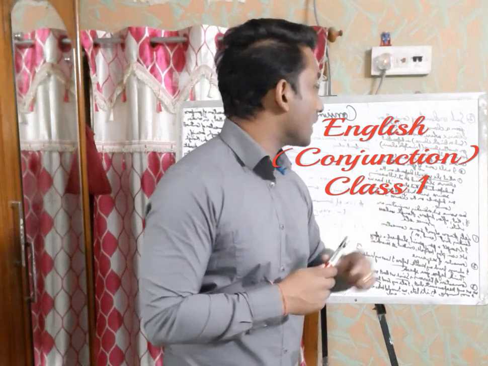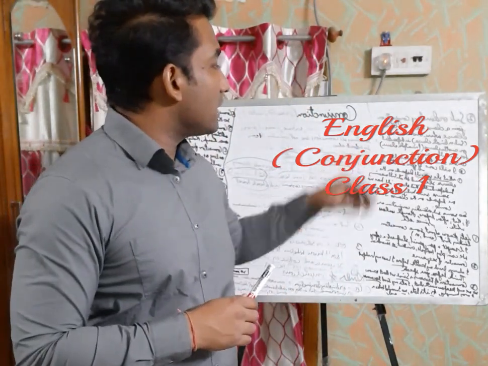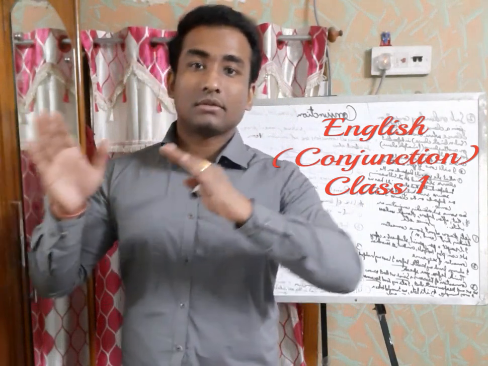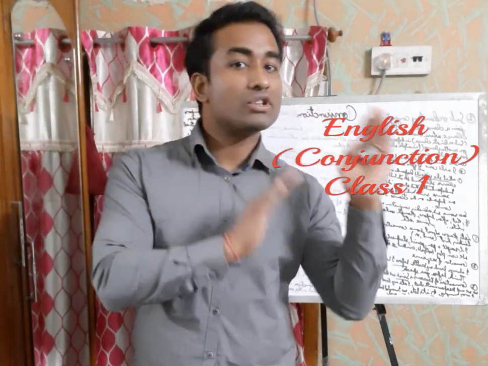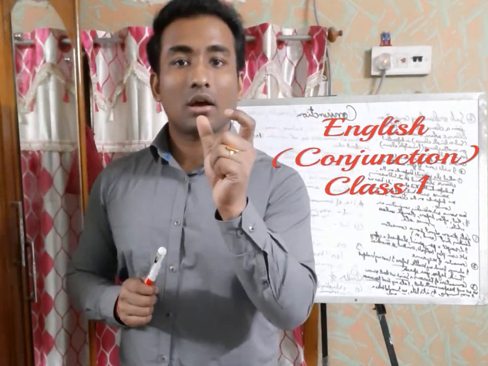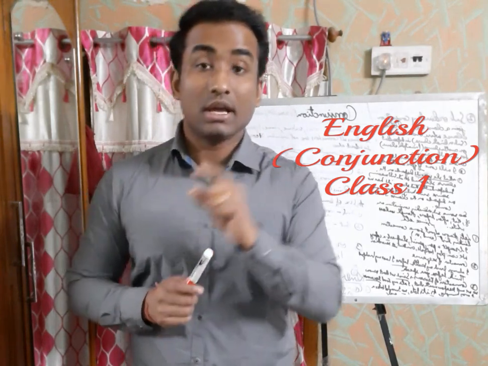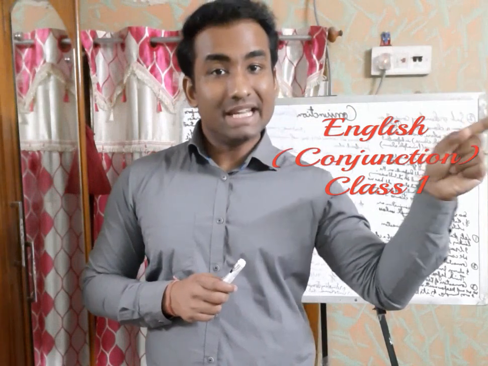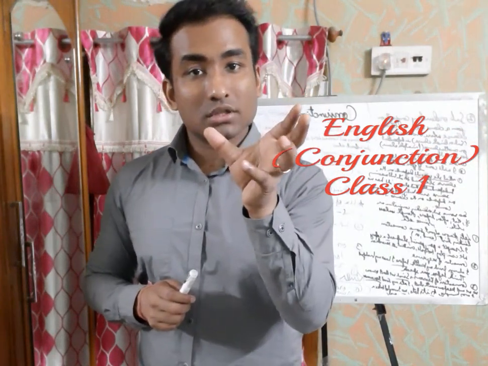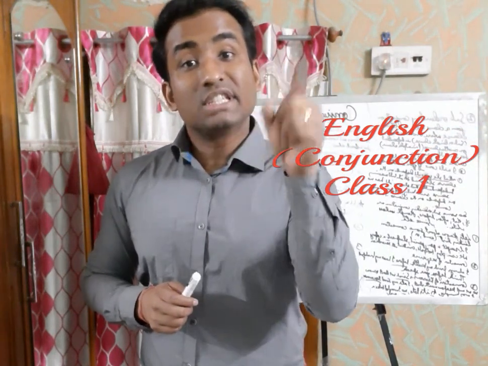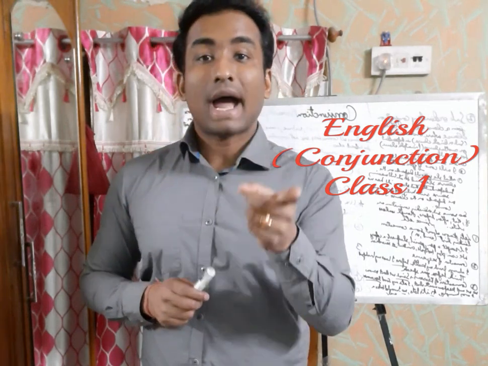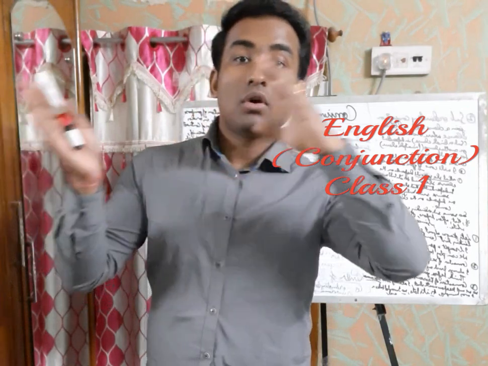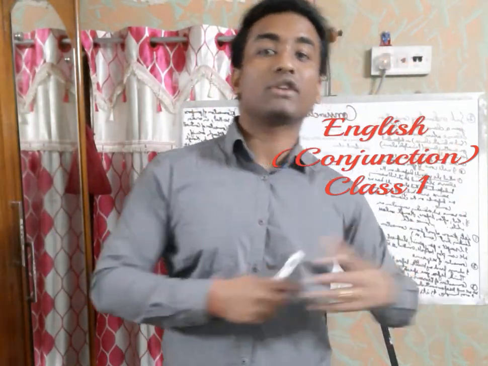Now let us see examples. She said that she was ill. Here that is a subordinating conjunction. She said that she was ill. So that she was ill is a subordinate clause. Subordinate clause means which depends on the principal clause, and principal clause means which is actually required to bring a subordinate clause as well.